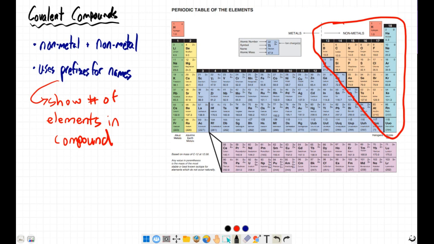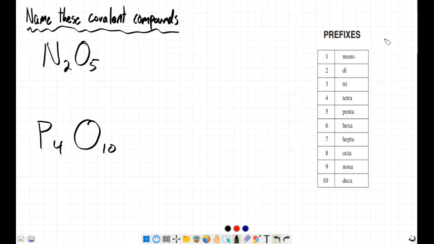These ones use prefixes in their names. A prefix is a word that comes before another word. And these prefixes are used to show the number of elements in the compound. If you're not sure what I'm talking about right now, don't worry. I'm going to go over a few examples of these covalent compounds. The first type of question we'll look at is naming covalent compounds after being given their chemical formula.